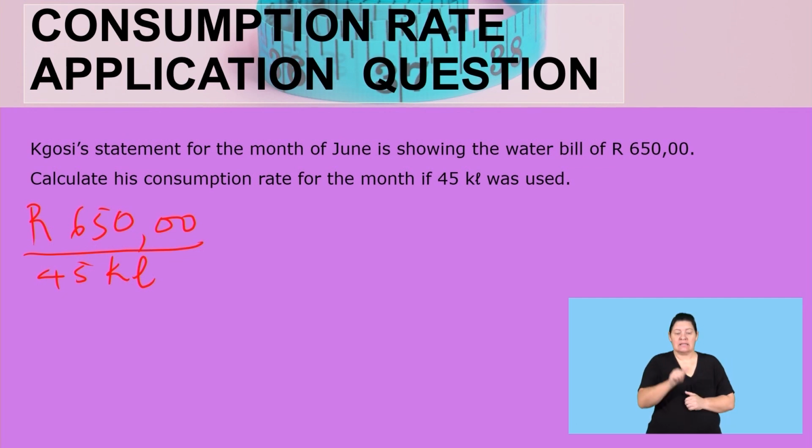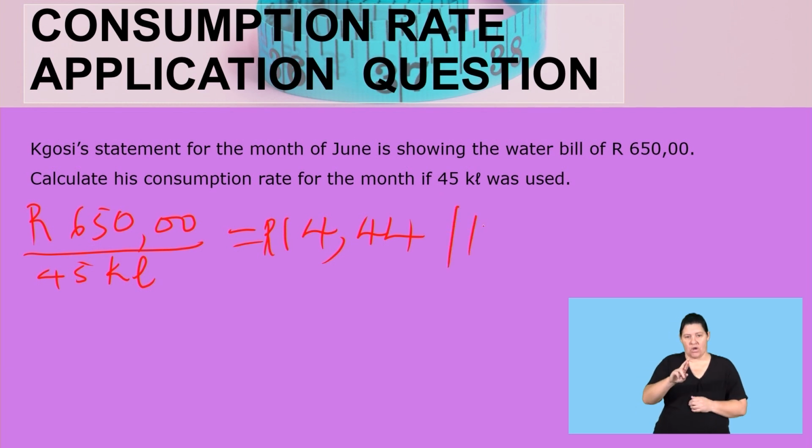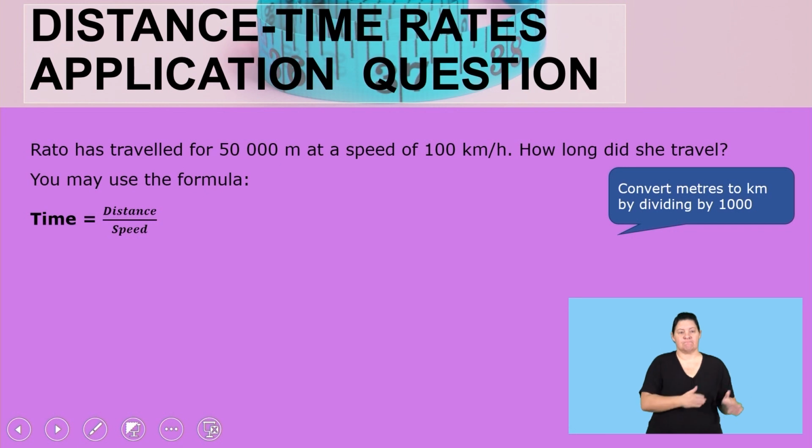Okay, so it's 650. We divide this by 45. Then the answer that we get is going to be 14.44. Actually, it is 44 recurring. So it doesn't matter how many fours you are writing, but the consumption rate will then be 14 rand 44 per kiloliter. So that is the consumption rate for 45 kiloliters, which has been charged at 650 rand. Let us move to the next one.